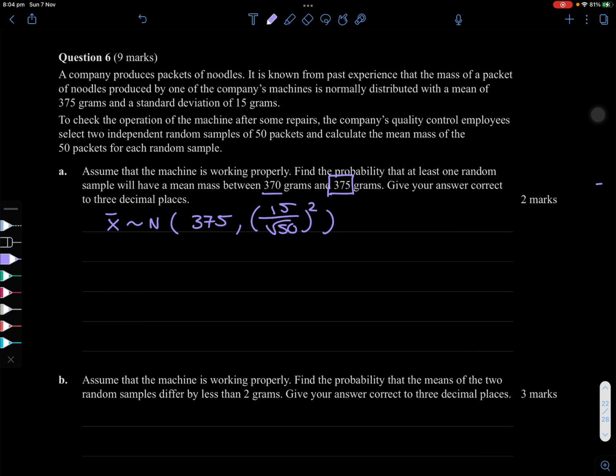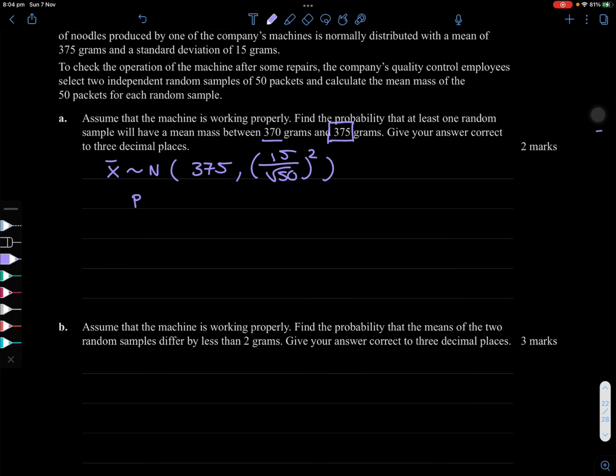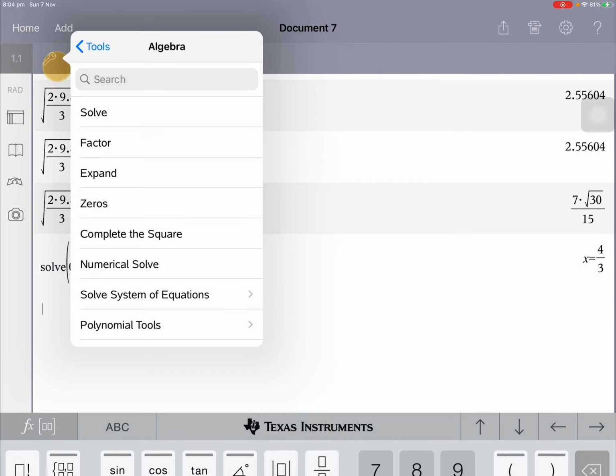It's just a notation. So now to work this out, I'm going to go probability of this being in between 370 and 375. Okay, and to do this, obviously we've got to use the CAS. So switch over to the CAS.